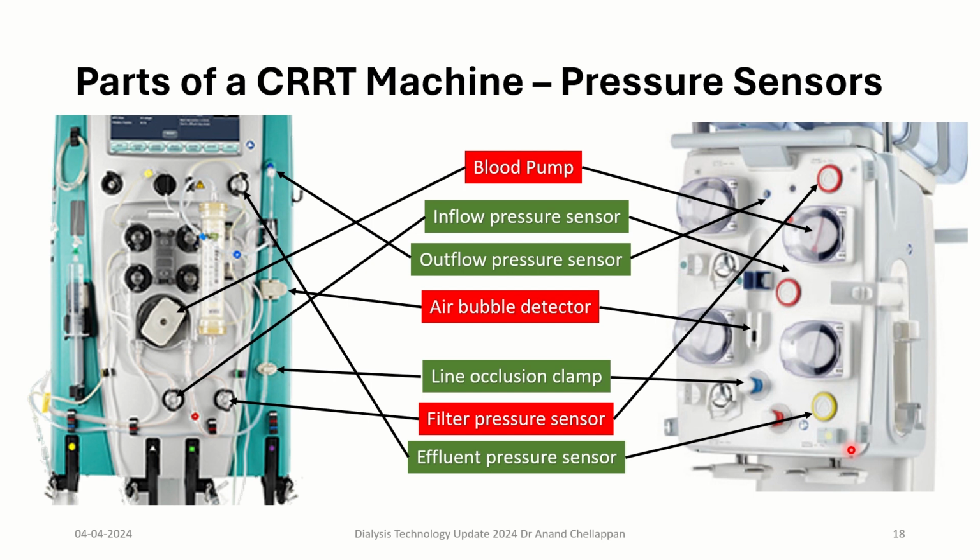Blood leak means there is a leak from the blood compartment into the dialysate compartment. That is why the effluent will start containing blood. So when it contains blood, the detector detects it and gives a warning alarm.